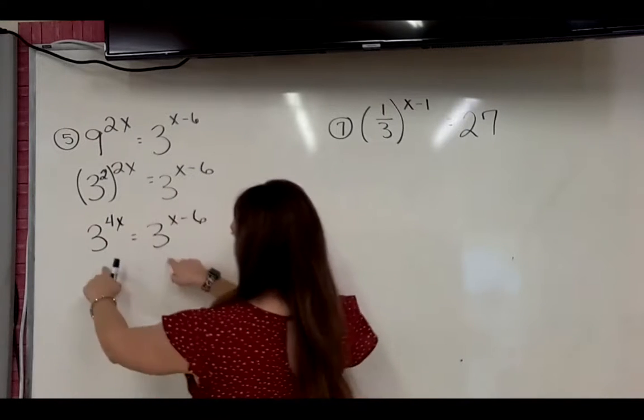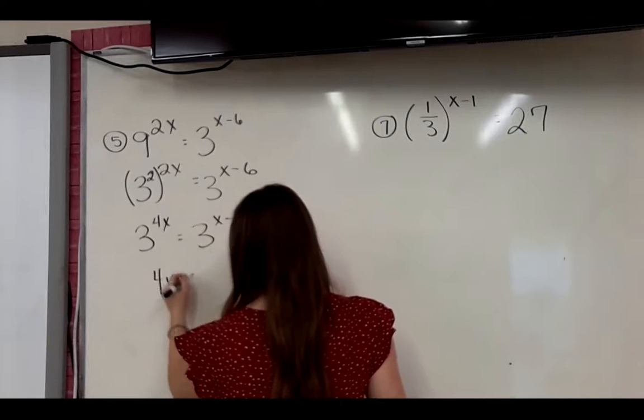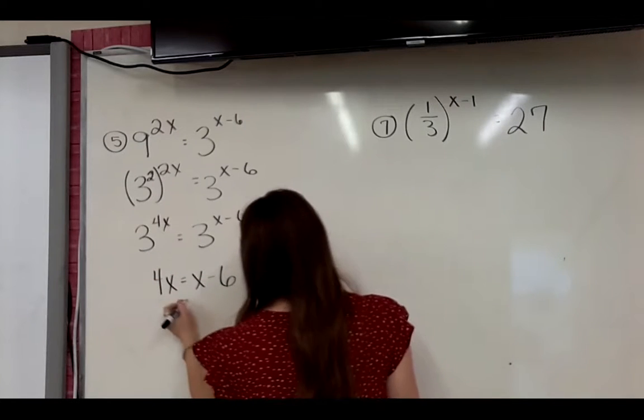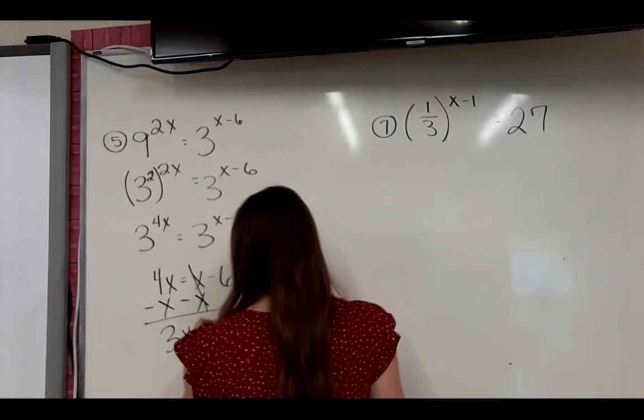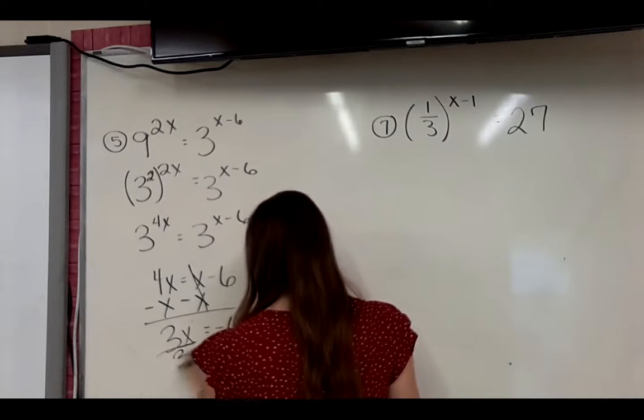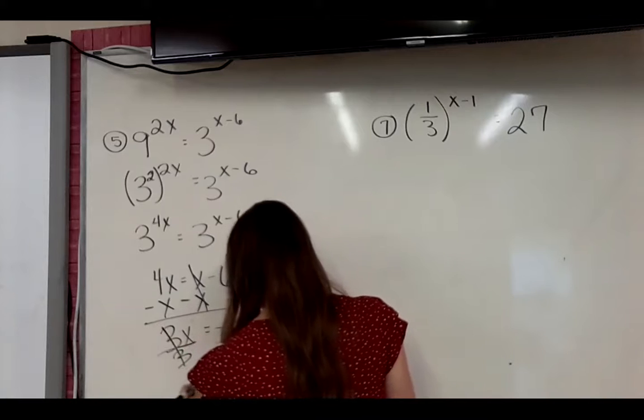Now that they have the same base, I can set the exponents equal so that we can solve for x. So I subtract this one over and get that 3x equals -6. Divide by 3, x is -2.